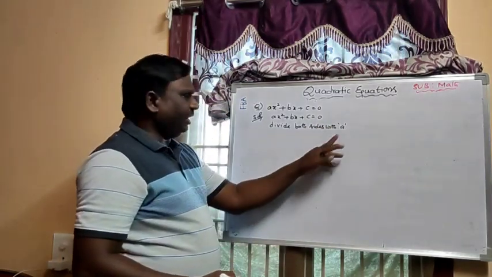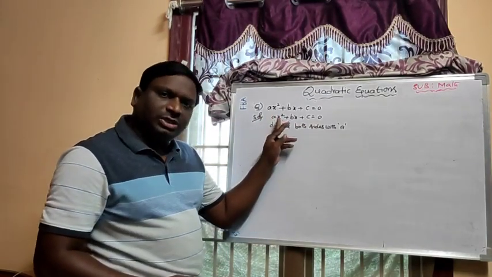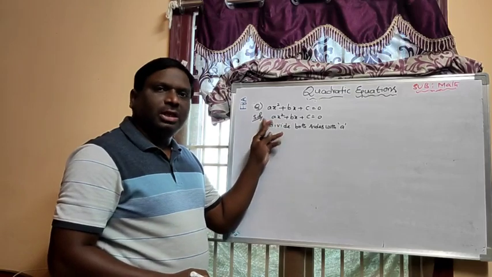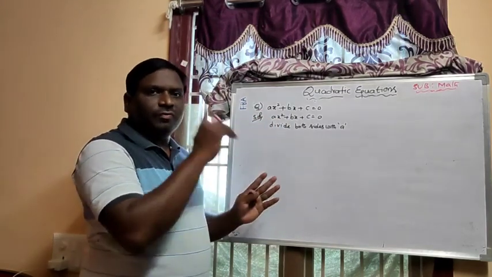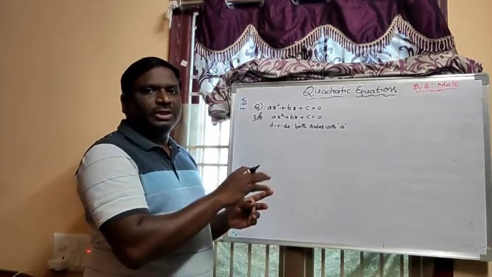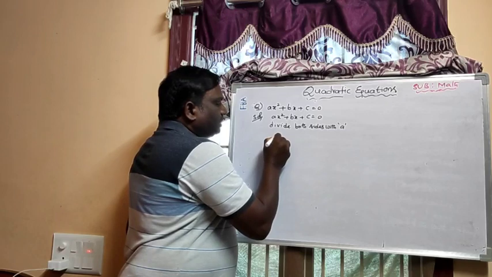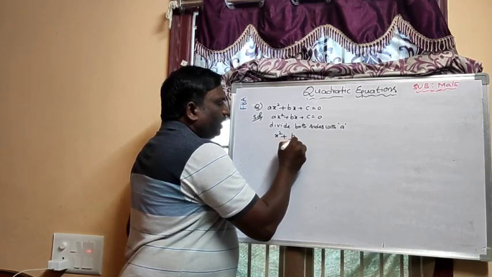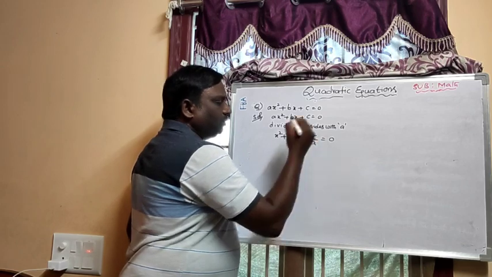Why am I dividing by a? What is the coefficient of x square? It is a. That's why I am dividing by a. Suppose the coefficient of x square is 10. Divide both sides by 10, to make the x square coefficient 1, to make the x square coefficient unity. So now ax square by a is x square, plus b by a x, plus c by a, equal to 0.